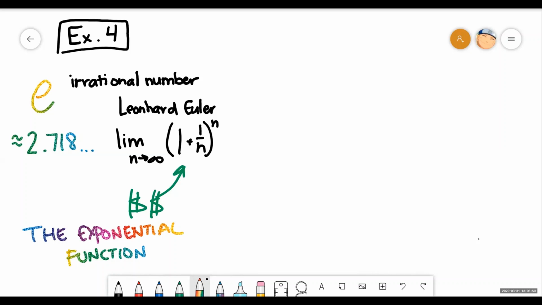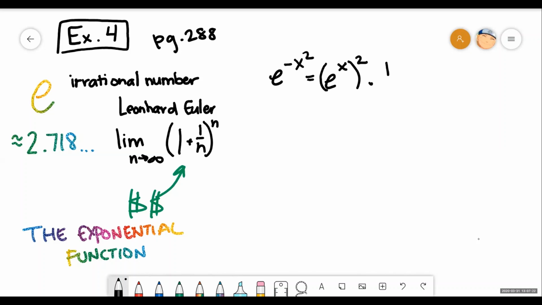Okay, which brings us to our super exciting challenge problem from our textbook. Okay, so again, this is still page 288. And it is called example 8 in your textbook. Okay, and it looks like this. It is e to the negative x squared, and that equals e to the x squared times 1 over e cubed.